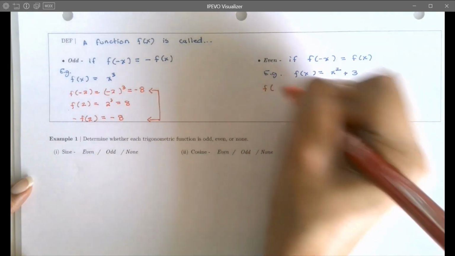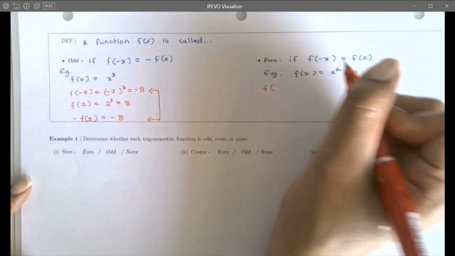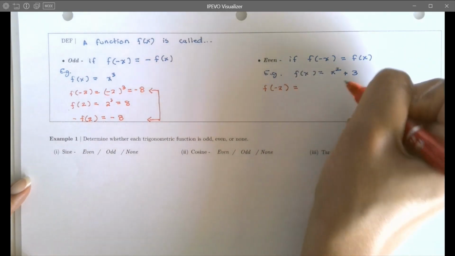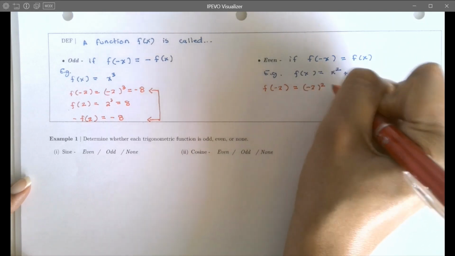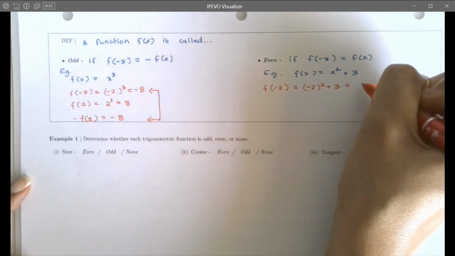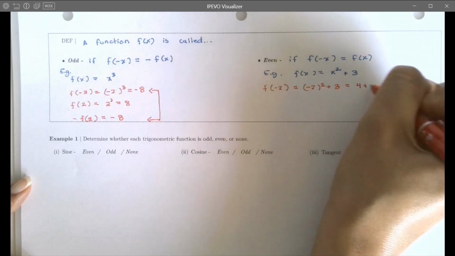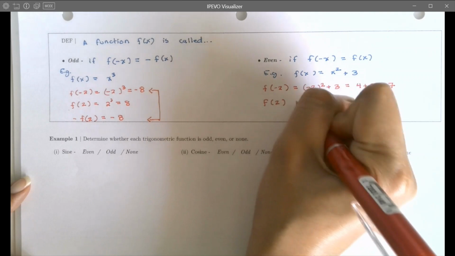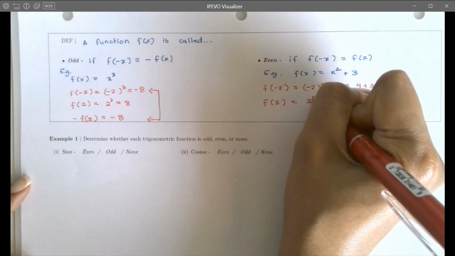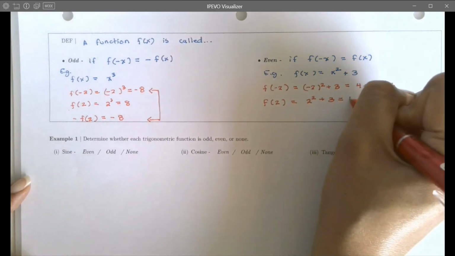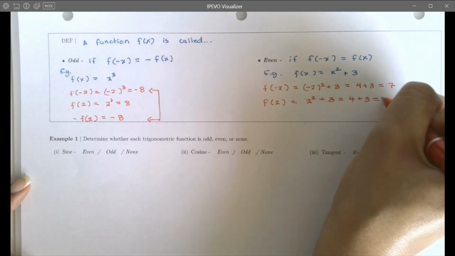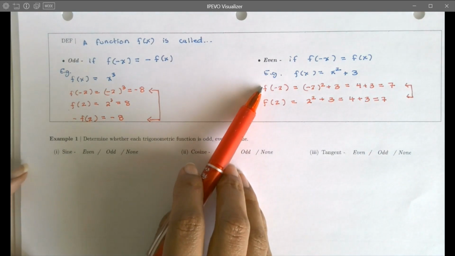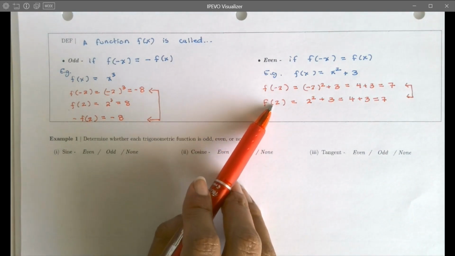If you check f of, let's say, -2 as well, I'm going to get -2 squared plus 3, which is going to be 4 plus 3, which is 7. And if you check f of 2, that's going to be 2 squared plus 3, which is 4 plus 3, which is also 7. Okay, so they both give the same answer. That means that f of -2 is equal to f of 2.